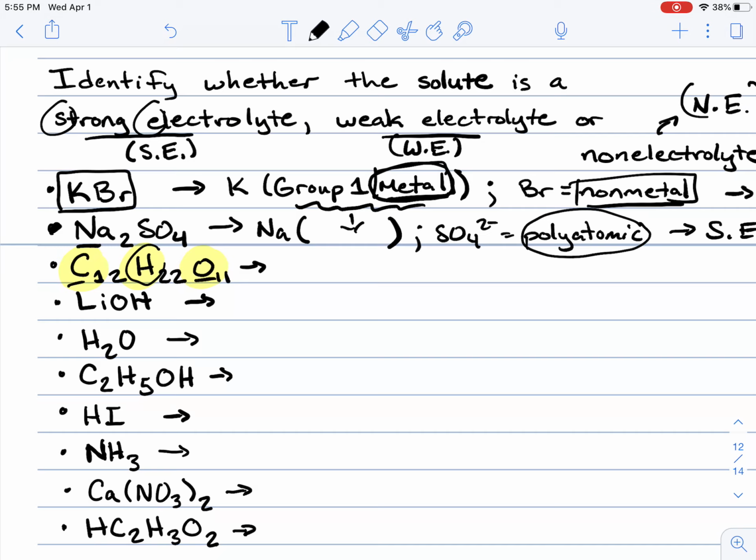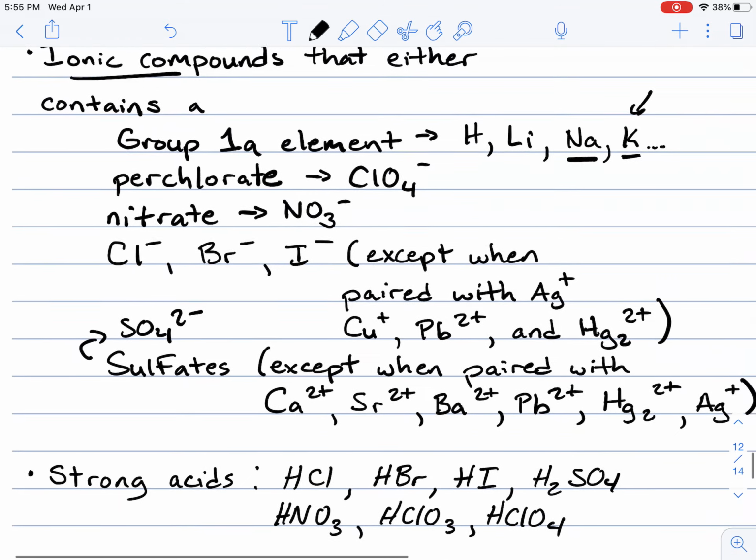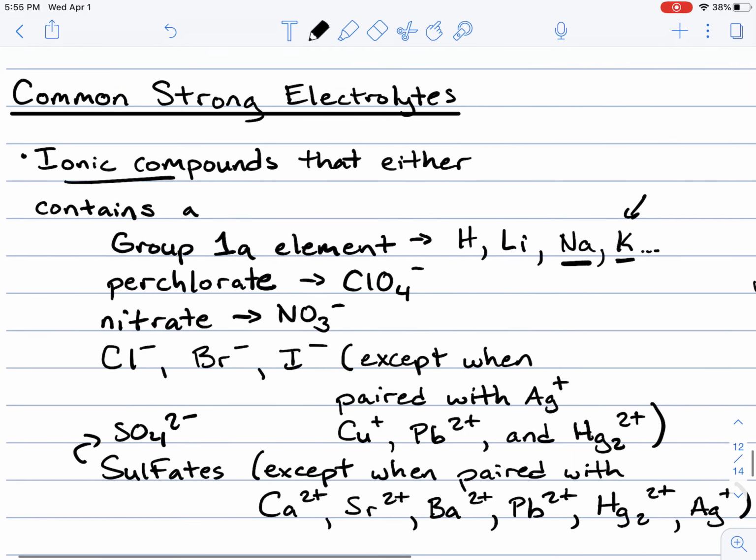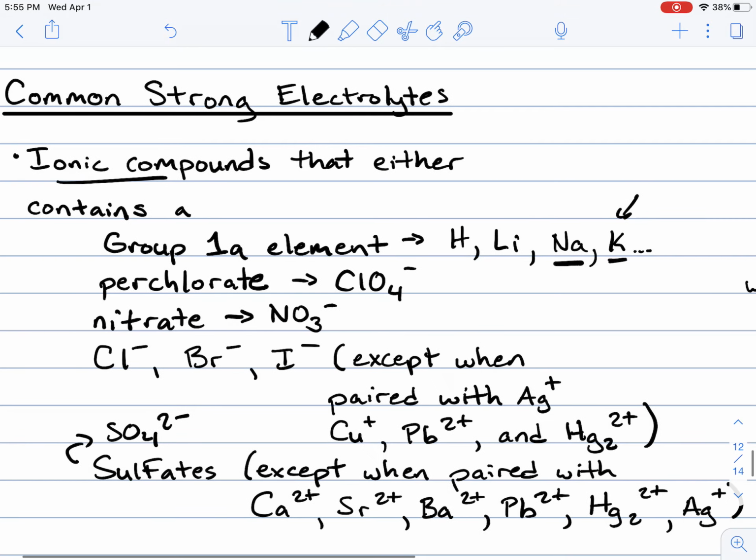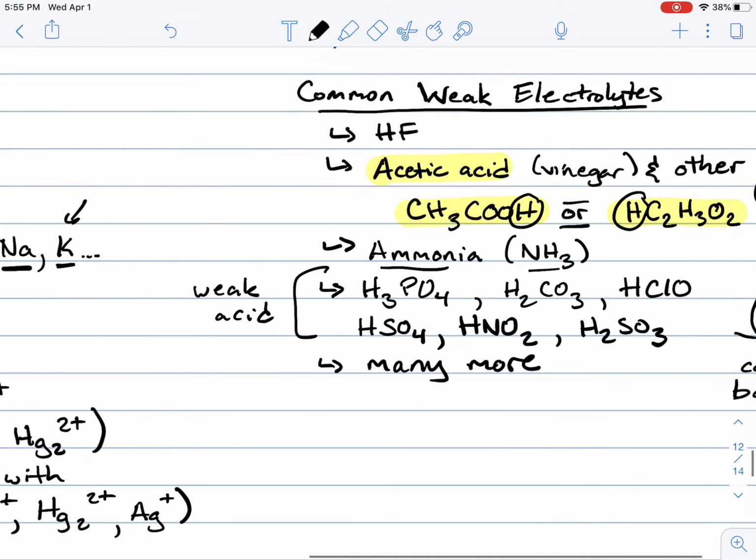And if all three of your elements are nonmetals and they're not part of your weak electrolyte list, then C12H22O11 is going to be a non-electrolyte. And once you've identified it's a non-electrolyte, you really don't need to look at this list, right? I mean, this list is only to differentiate strong electrolytes from weak electrolytes.